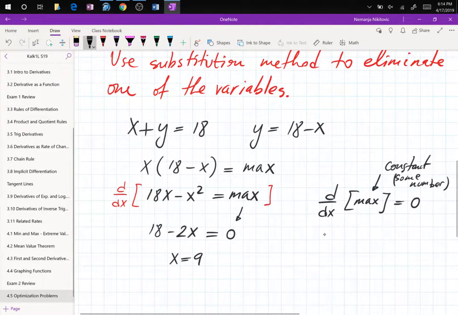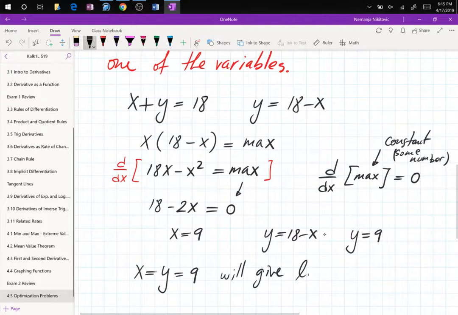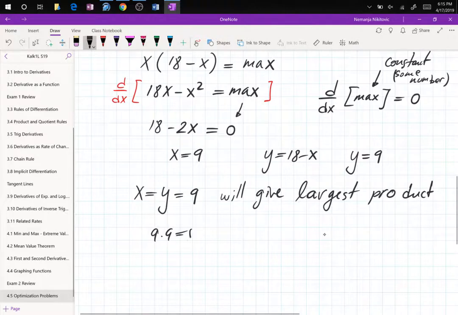So now I can go back into y equals 18 minus x and figure out that y is also equal to 9. So if these two numbers are the same, they will make the largest product, which is why square has the largest area if you have the rectangle. Well, you can figure the geometry of it now. So x equals y equals 9 will give largest product. And that product is 9 times 9 equals 81.